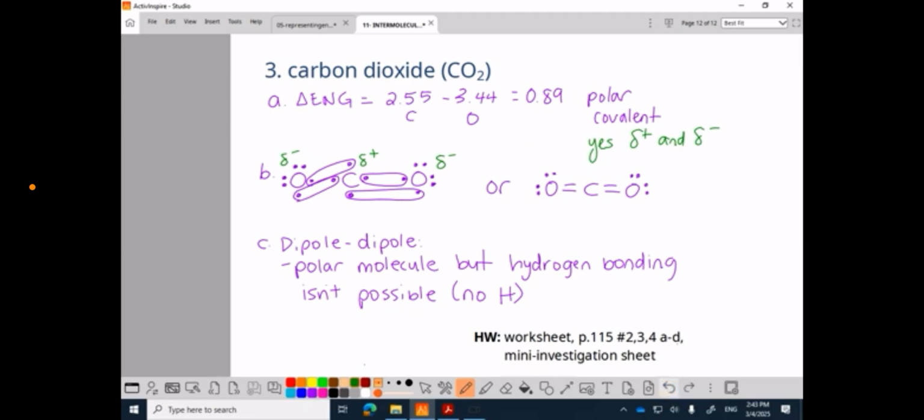So the other option for polar covalent will be dipole-dipole. Don't forget to draw in the slightly positives and slightly negatives when it asks for a Lewis structure for polar covalent molecules.